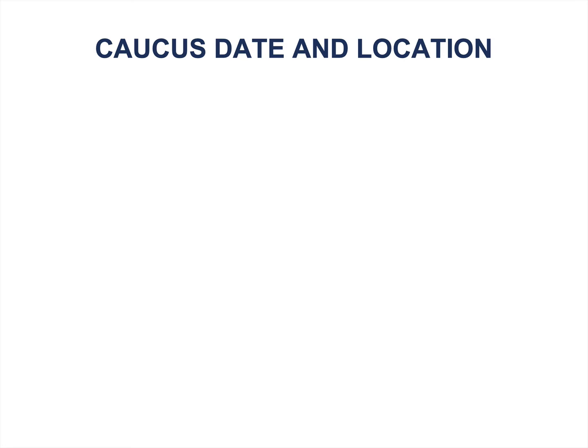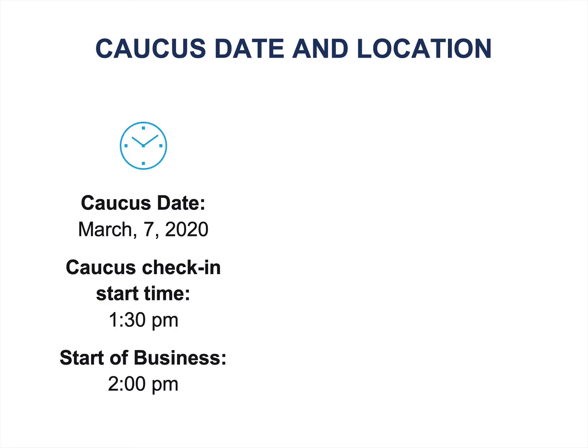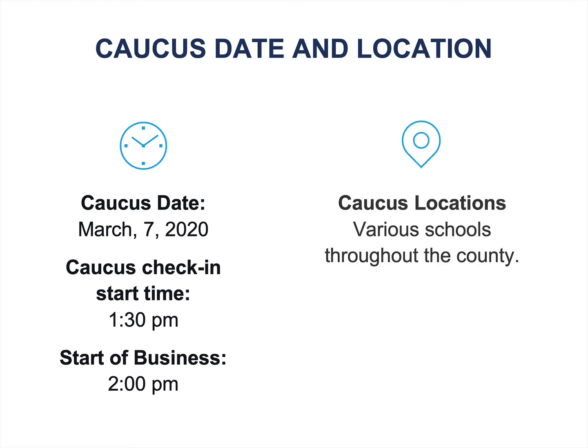The Democratic Caucus in Colorado is going to be held on March 7, 2020. The check-in time at most locations is going to be 1:30. The start of business is at 2 p.m. The caucus locations are at various schools throughout the county. Please check arapahodems.org for your location.